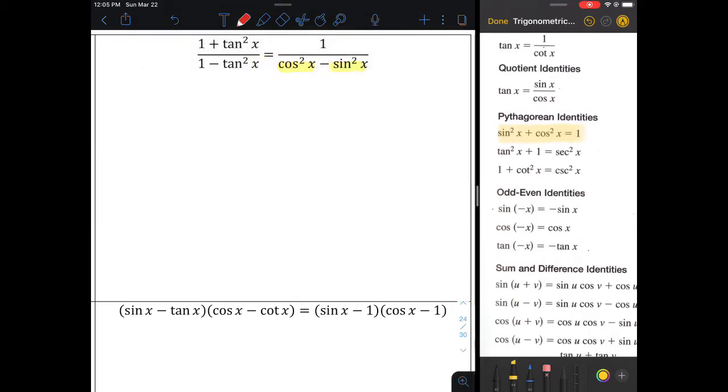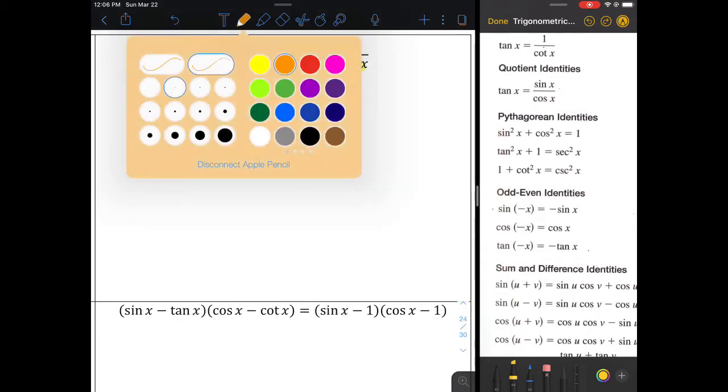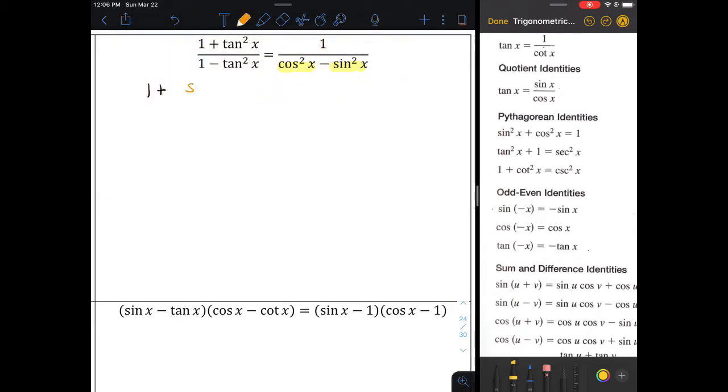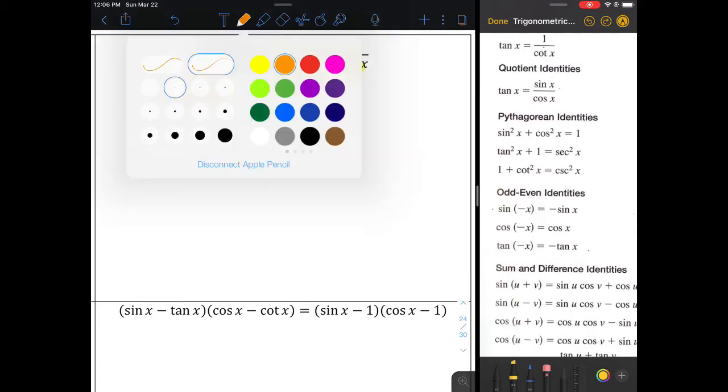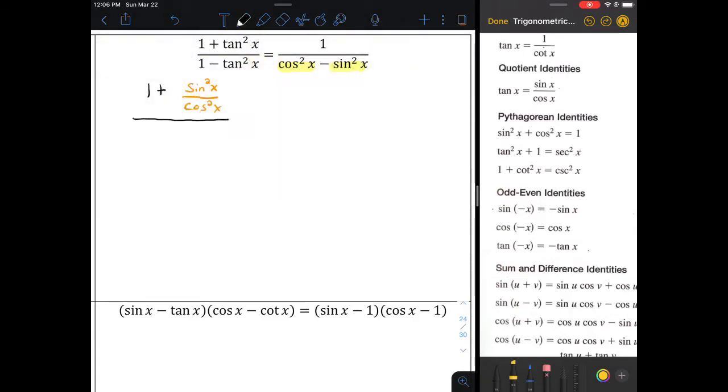So my problem would become 1 plus, now tangent, remember, is sine divided by cosine. So tangent squared is going to become sine squared x divided by cosine squared x. And I'm going to do that for both of the tangent squares. I'm just using the quotient identity here. So 1 minus sine squared x divided by cosine squared x.